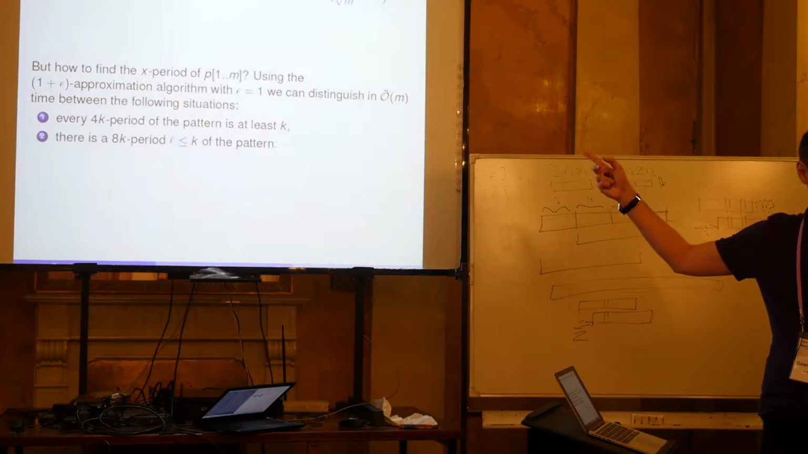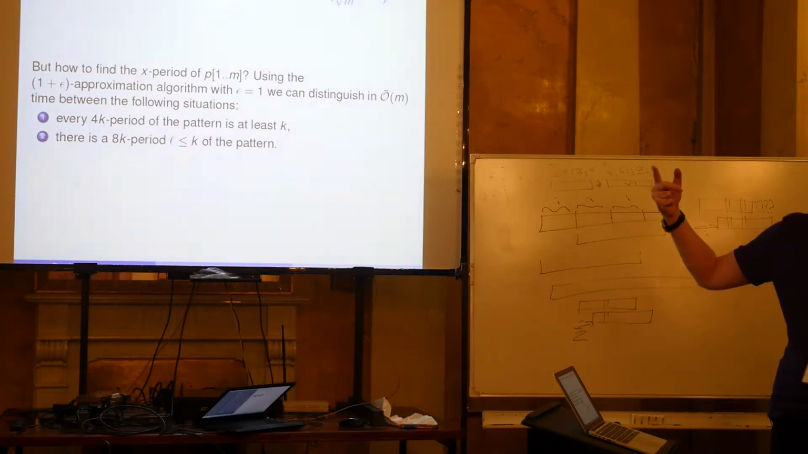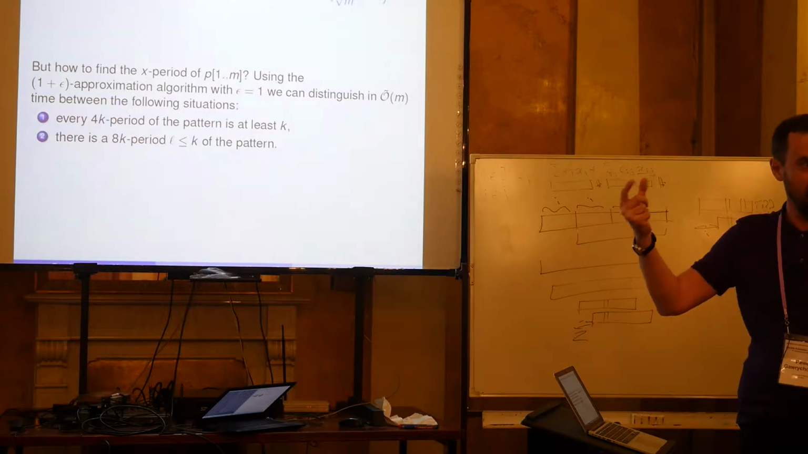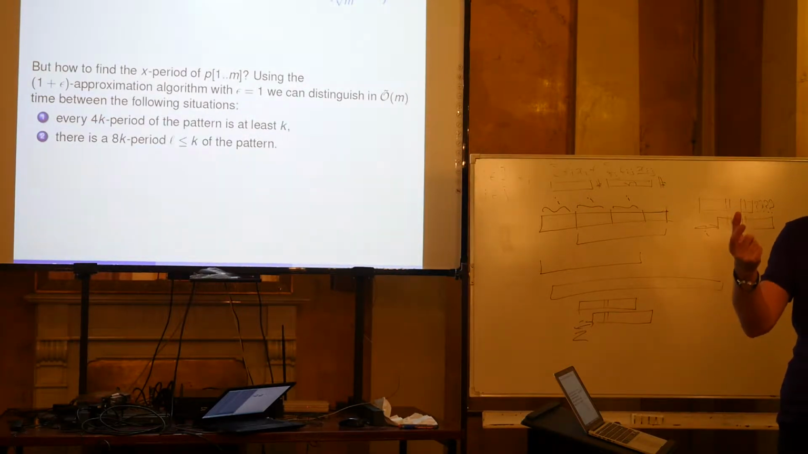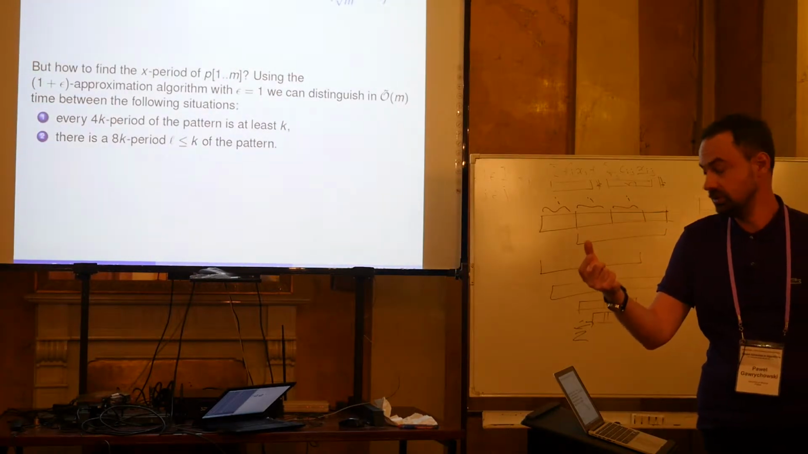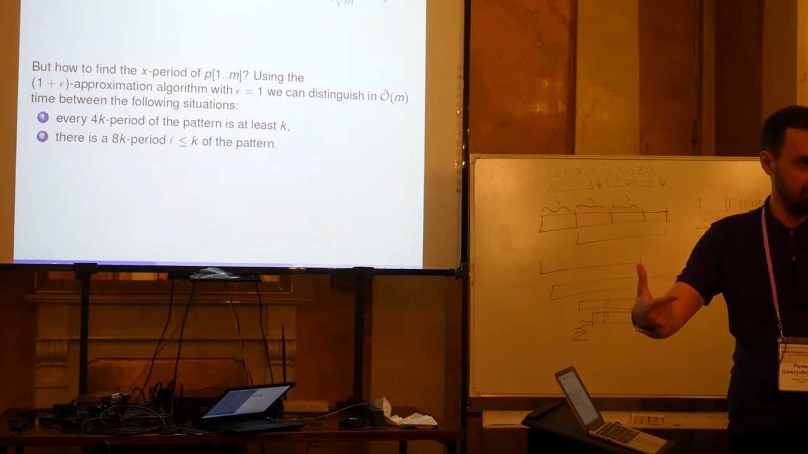And this 4 and 8 comes from the fact that you approximate within a factor of 2. In the definition of x period, x is how many mismatches you allow, right? But now you don't count the mismatches exactly. You might report too many of them, but not more than a factor of 2.